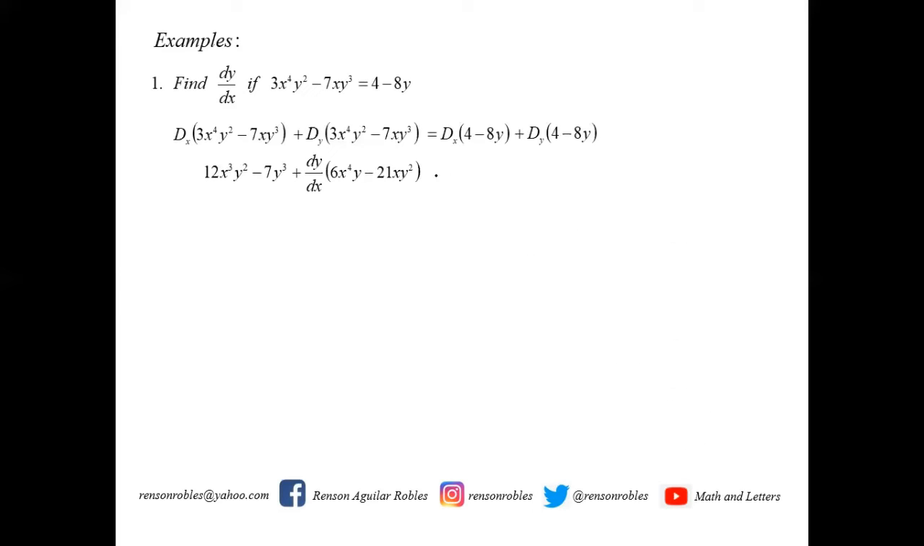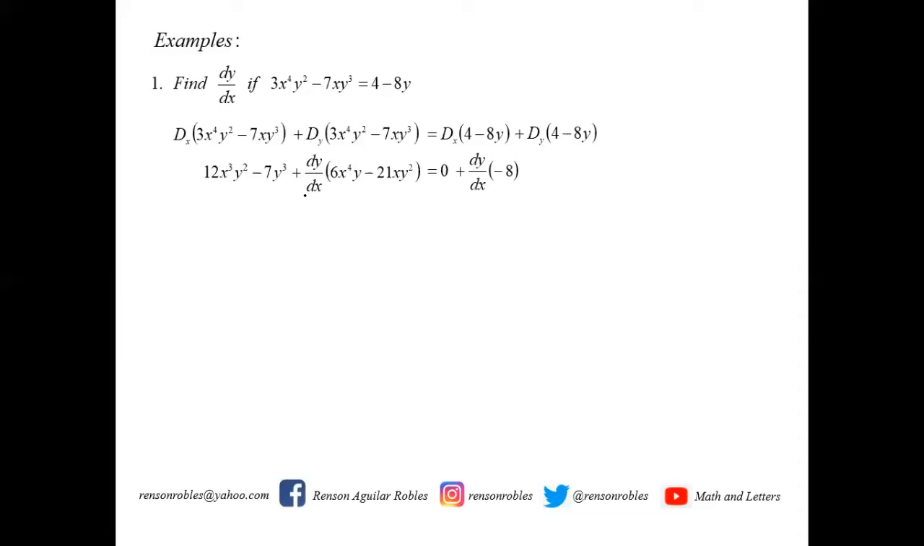Okay, and then on the right side, since there's no x here, the derivative of 4 minus 8y in terms of x is 0. And then for the derivative of 4 minus 8y in terms of y, you shall have negative 8 dy/dx.